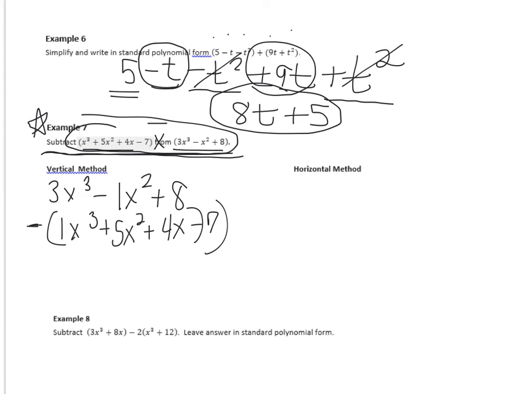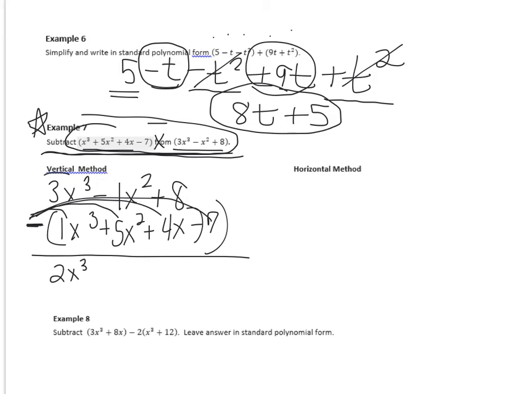Now here's the trick with subtraction. A lot of students will say, well, that's easy. 3x to the third minus 1x to the third is 2x to the third. And then they'll say, okay, negative 1x squared plus 5x squared is 4x squared. You got to take into consideration that this subtraction symbol here needs to be applied to all the terms here. It's kind of like distributing through a negative 1.